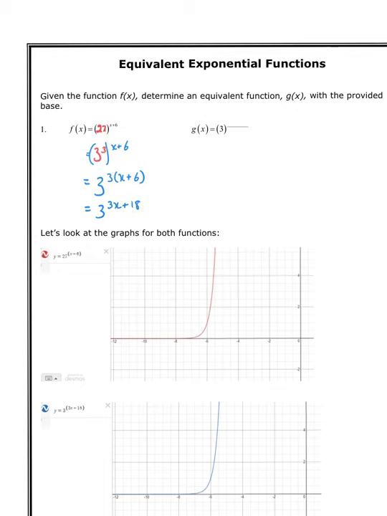So I have changed the f of x function into a new looking function, but in fact they're actually equivalent, or the same. So just to complete the g of x function, for these to be equivalent, the exponent on this base of 3 has to be 3x plus 18. That line just says write your answer here.